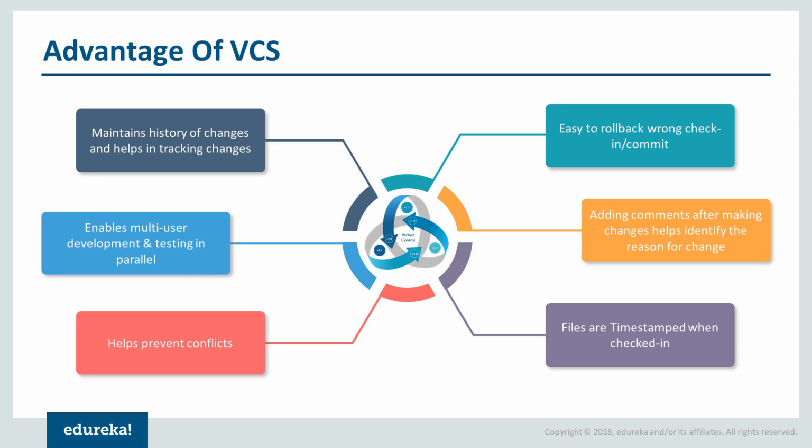Number third, adding comments after making changes helps identify the reason for a change, which means that every time you save a new version of your project, your VCS requires you to provide a short description of what was changed. This helps you to understand how your project evolved between the versions, and it also helps others to see what has been pushed into the repository. Version control also prevents conflict by giving us tools to resolve the overlapping changes. It also enables multi-user development and testing in parallel. As I said, it is a great way to keep track of application builds by being able to identify which version is currently in development, which is in QA, or which is in production.